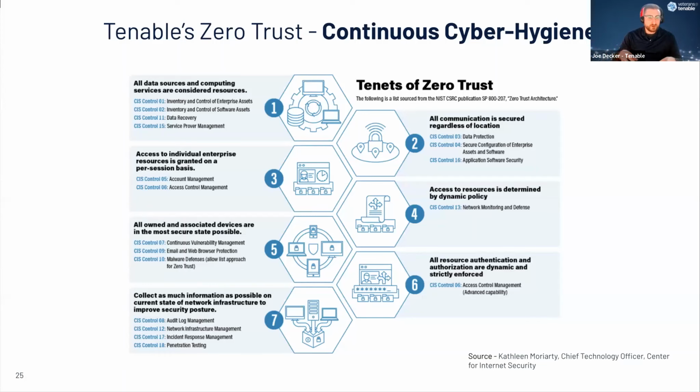So if we look at some of these, right? All data services and computing services are considered resources. Everything is a resource according to Zero Trust. So you need to know where those things are, whether it's software, whether it's hardware, whether it's different providers and services that you're utilizing. All of that needs to be known. You can't protect what you can't see, right? That's the most foundational thing in security. If you don't know it exists, if you don't know that there's a Windows 98 machine sitting in a booth in a parking lot, that can be a huge gap in your security, right? So that first part is huge.